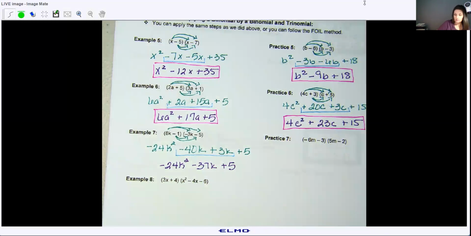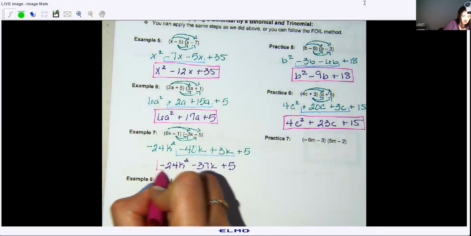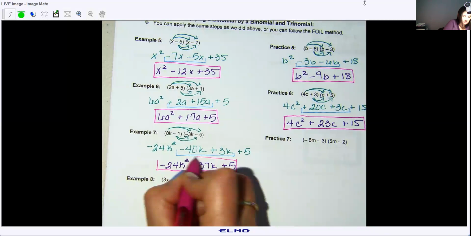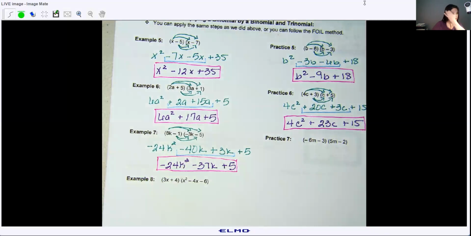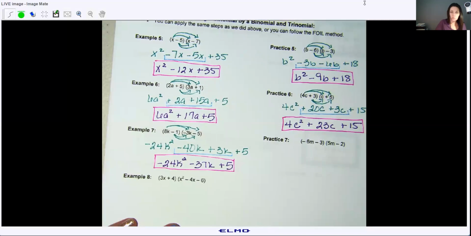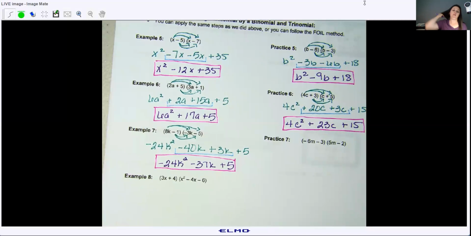Okay, so I was checking it with my answer key because I did these all already. And my answer key is wrong, but this paper's not wrong. So it's always good to go back and check your answers.